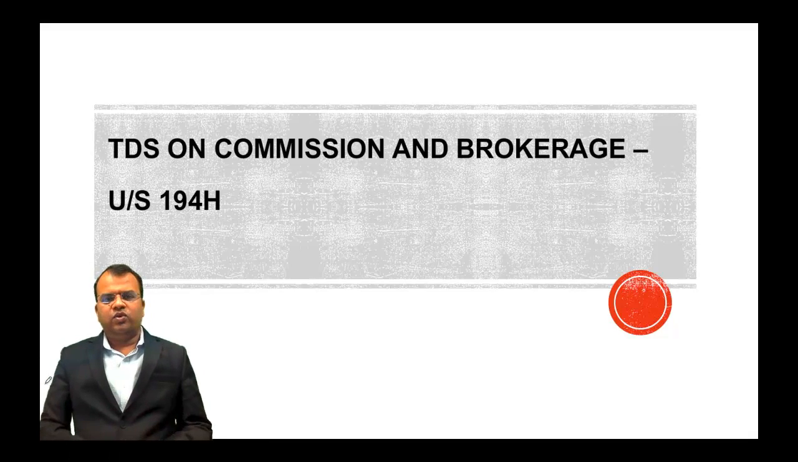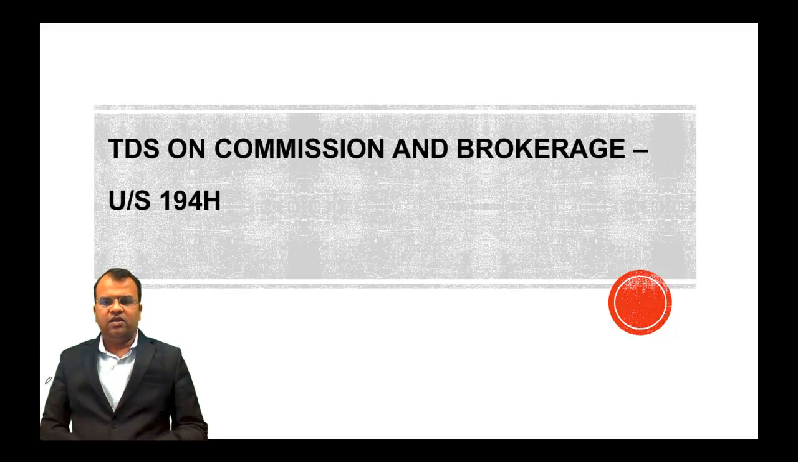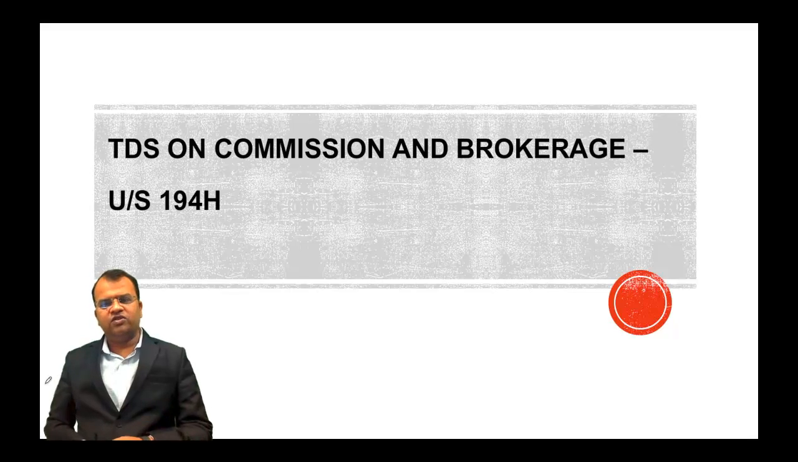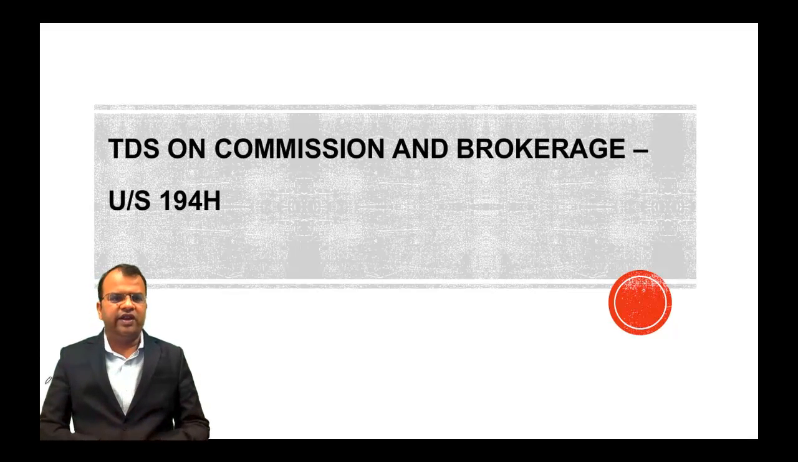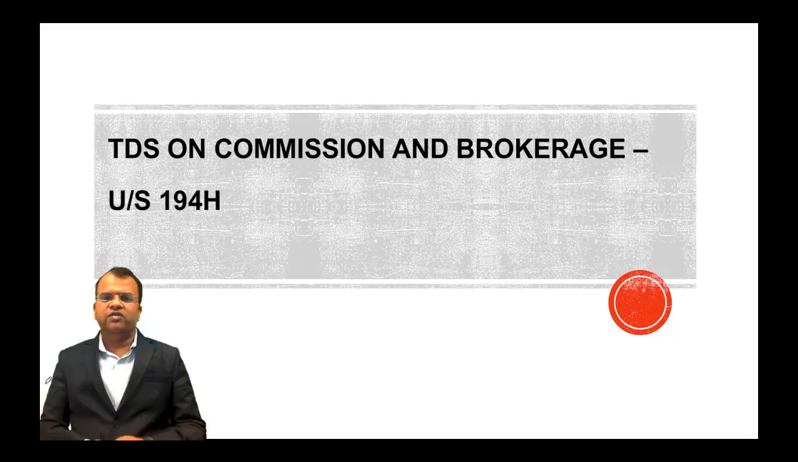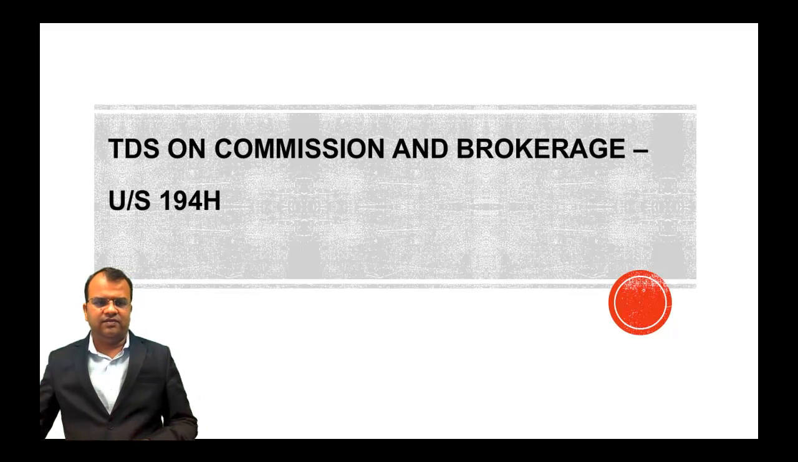Let's look at the next section, which is TDS on commission and brokerage. Commission on lottery tickets is something which is specifically covered under 194G, and therefore when we talk about commission here, that specific commission is not going to get covered. But for other forms of commission and brokerages, section 194H is applicable in respect of deduction of tax.